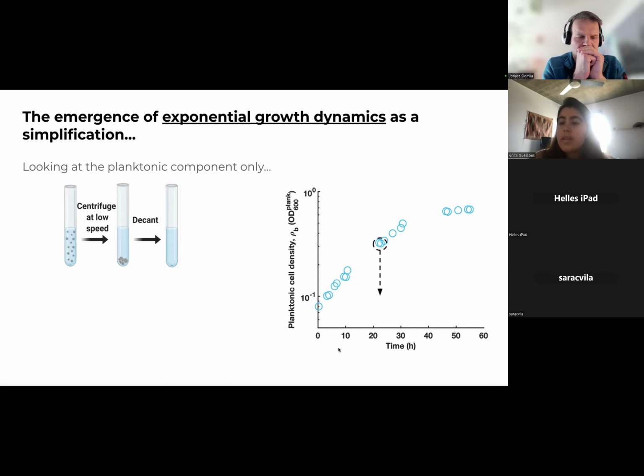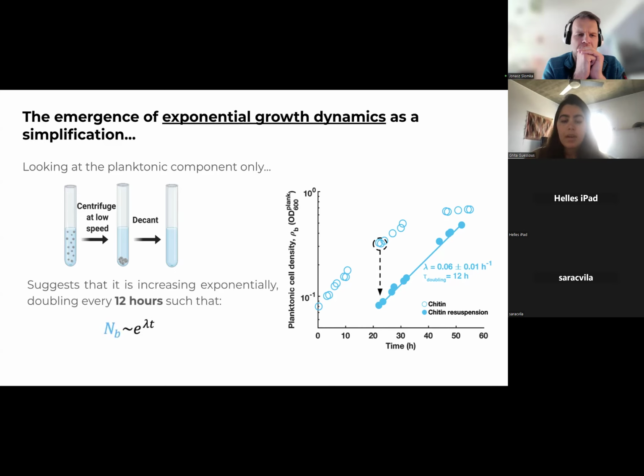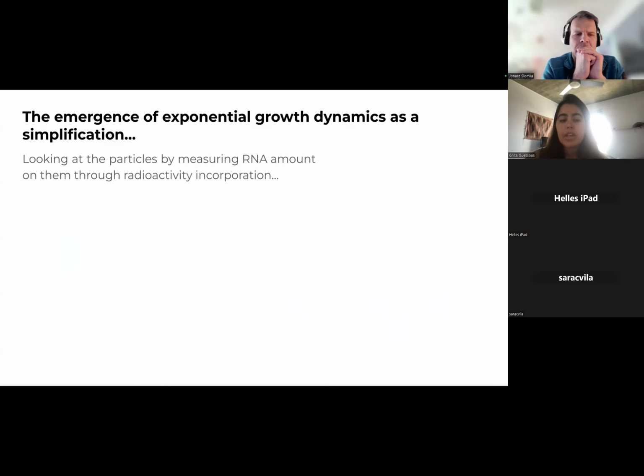And what we can do is take some of these planktonic cells and then start a new fresh chitin culture, so incubate them with fresh chitin particles. And what we see is that we can recover the same exponential growth rate. So we have a population that seems to be, at least in the planktonic phase, growing planktonically. The timescale of this population growth is about 12 hours of doubling time. And so we can write down this equation where N_B, the total number of planktonic cells, is increasing exponentially at this rate, lambda, that we've measured.